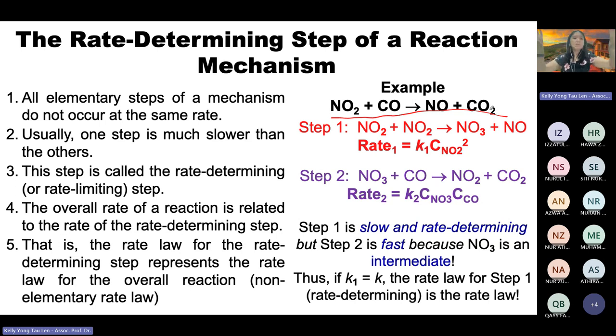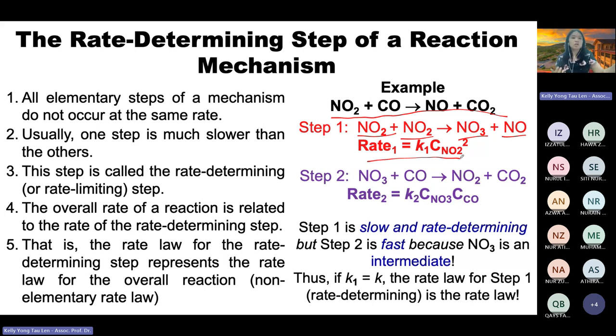Maksudnya, untuk satu tindak balas yang atas tu terjadi, dia melibatkan beberapa tindak balas untuk berlaku dahulu, baru ia boleh berlaku. Contohnya, in this reaction, kadar yang pertama adalah NO2 ni bertindak balas dulu dengan satu lagi NO2 untuk menghasilkan NO3 dan NO. So, maksudnya ni bukan direct. Kalau kamu masukkan NO2 tu, dia akan tindak balas dengan CO? Tak. NO2 tu akan bertindak balas dulu dengan satu lagi NO2 untuk menghasilkan NO3 dan NO. So, tindak balas pertama tu akan ada rate law dia sendiri. So, kamu kena faham bila ada satu tindak balas besar tapi dalam tindak balas yang sebenar berlaku lebih daripada satu tindak balas, setiap satu tindak balas tu ada rate law dia yang tersendiri. Sebab tu dia jadi kompleks.